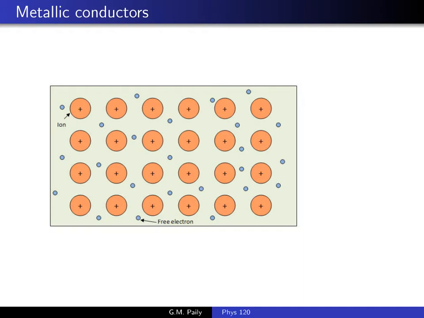These free electrons, as mentioned previously, are free to roam throughout the metal. These are the conduction electrons. The ions, however, are fixed in place. They can vibrate, but not really move around.